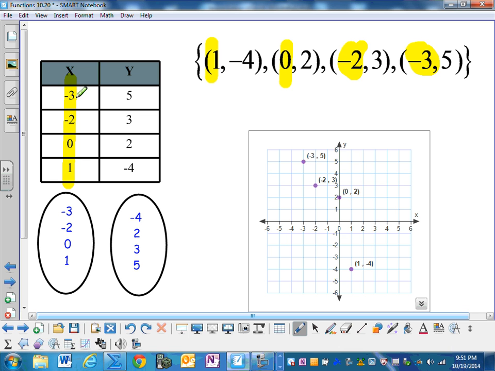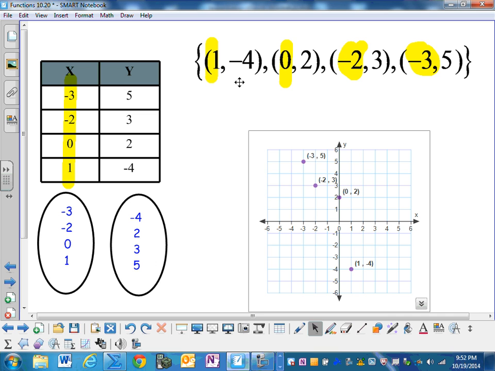As I can see, this is a function because the x's don't repeat. I can also take that set and represent it as a graph and draw a vertical line through each point to determine whether it's a function or not. And as you can see, it passes the vertical line test and it is a function.